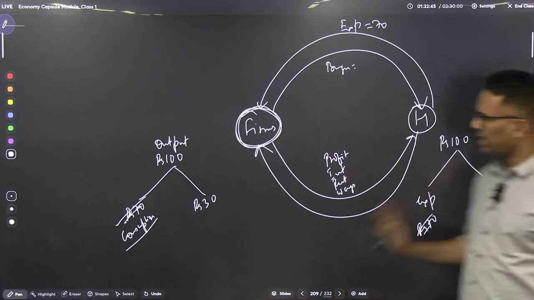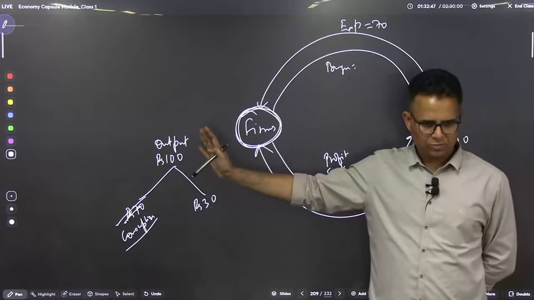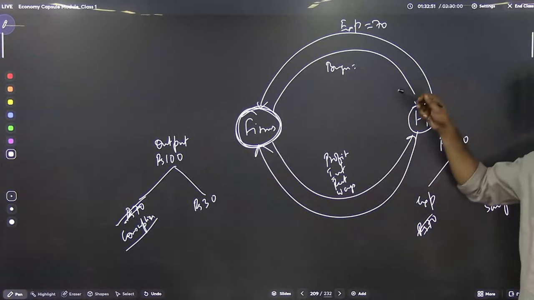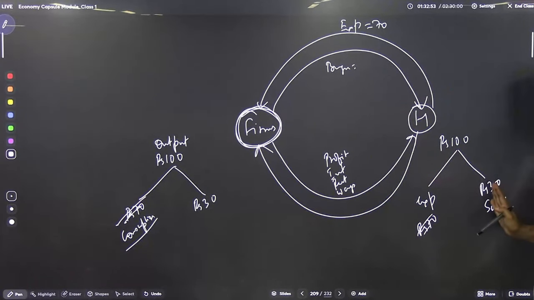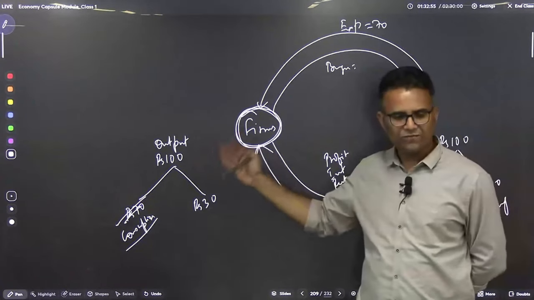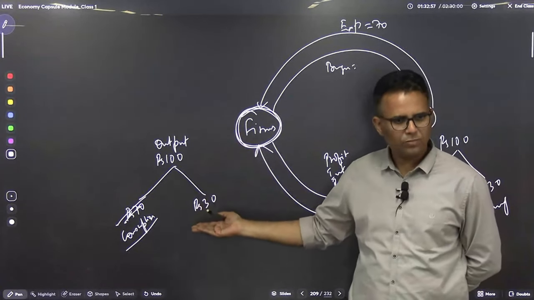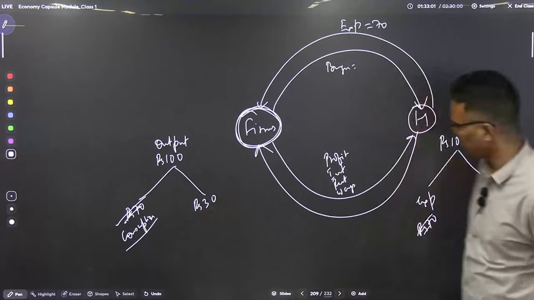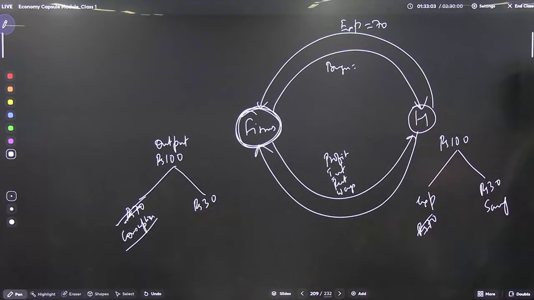Right? See, they had produced how many rupees of output? 100 rupees of output. So they got 100 rupees. But they spent only 70. How many rupees left? 30 rupees. How many goods are left with the firm? 30 rupees. 30 rupees will be left here. Is it clear till here?